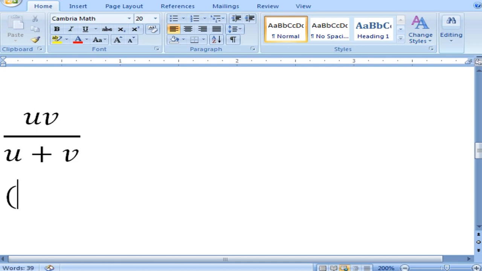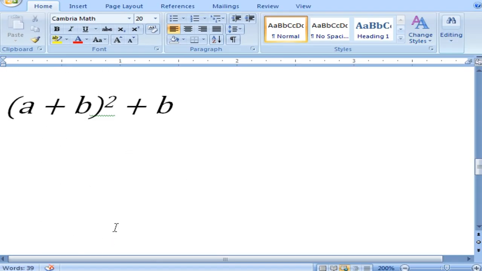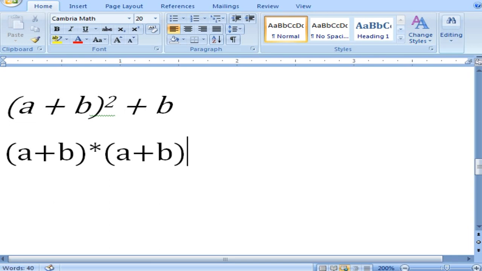So the numerator should be separate, so u into v within parenthesis divided by u plus b semicolon. So it's a straightforward expression. Next is a plus b the whole square plus b. So a plus b the whole square, how will you write? Normally it is a plus b into, again bracket a plus b, the whole term you are multiplying twice, and then plus b.